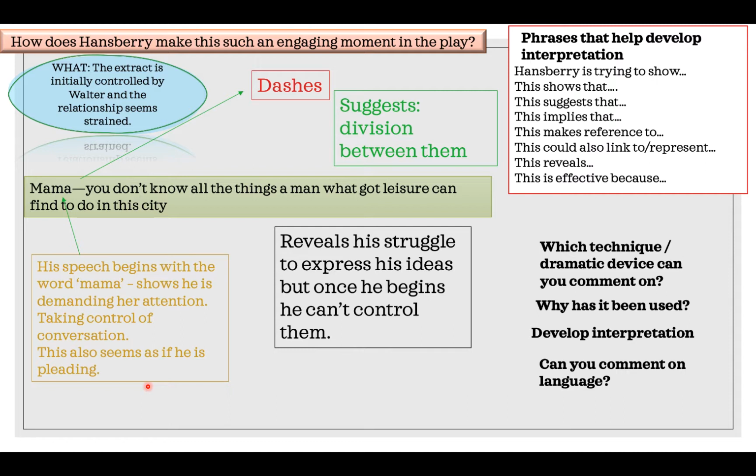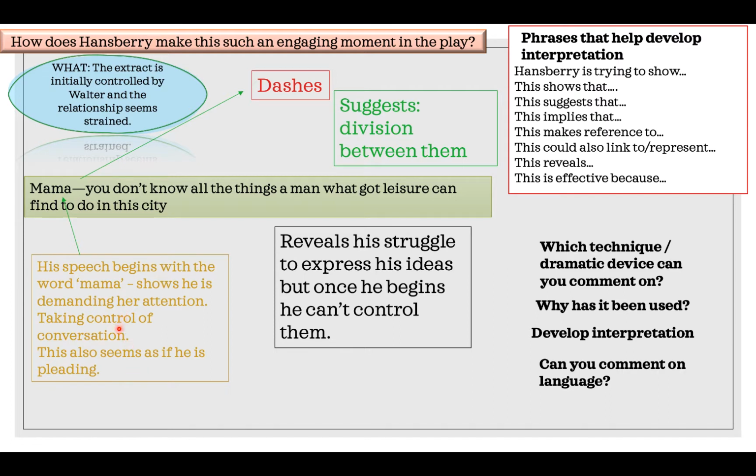Now remember that you can also talk about structure. It doesn't just mean the structure of the extract, but it can be structure of sentences or clauses within a sentence. So it begins with the word Mama. So then you want to ask yourself, why? And we could say that it shows that he's demanding her attention. He wants her to look at him or acknowledge him. Also shows that he's taking control of the conversation. Again, because it's demanding. And it also could seem as if he's pleading.